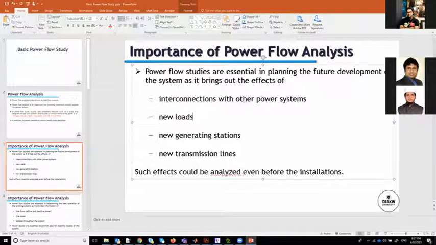Let's say if you want to add a new line, new generators, new transmission lines, or new loads on the system, how will the existing system be impacted? For that reason, we need to do the power flow study before we go for a real life implementation. We need to analyze the impact. That means we can use that for system planning.